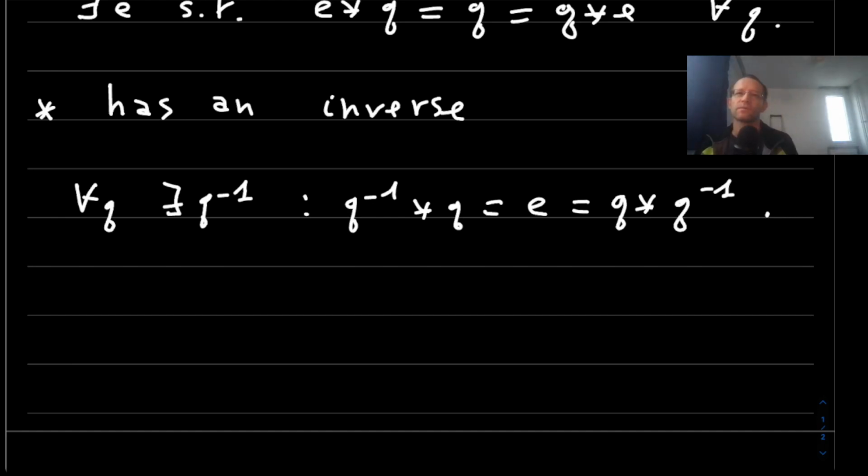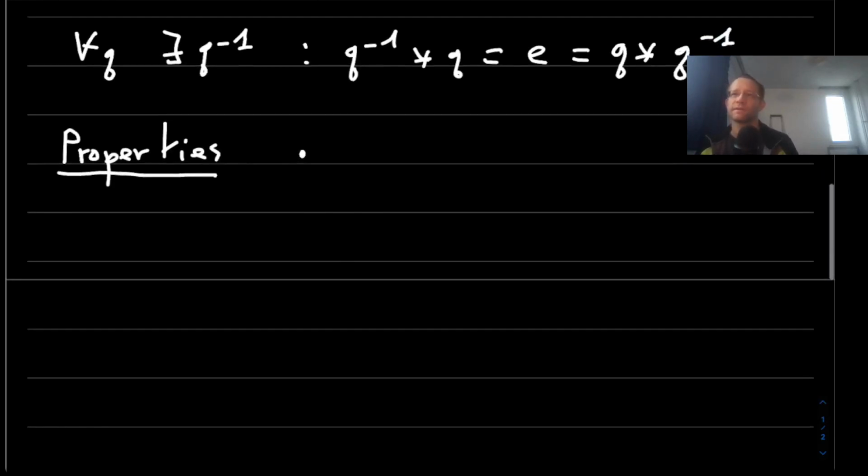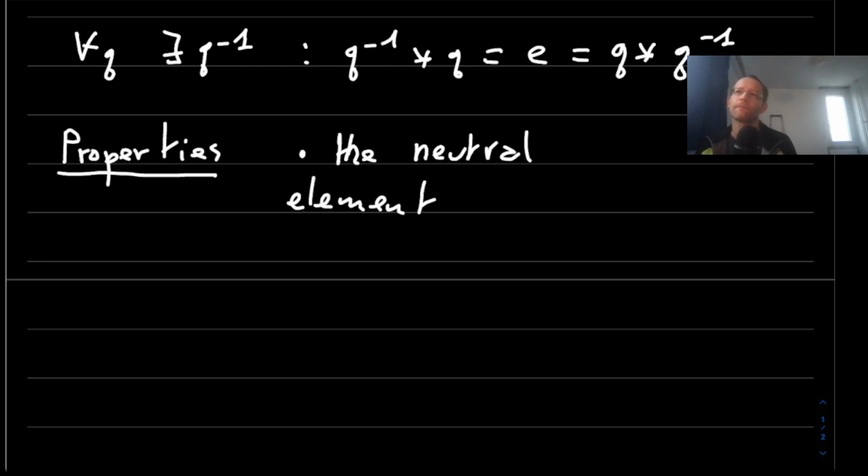Now, we want to show some further properties that follow from the definition. So the first property that we want to show is that the neutral element, or the identity, is unique, such that we can indeed speak about the neutral element.